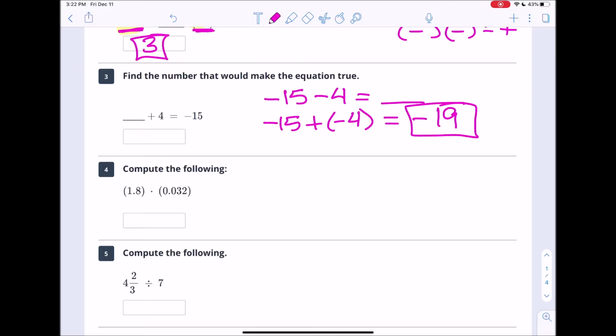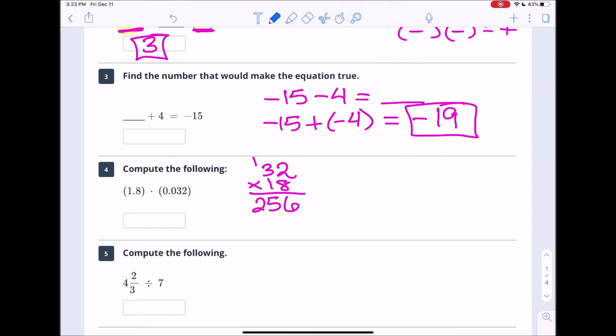If you remember, the first thing we should do is ignore the decimals and just multiply like normal. So this will be 32 times 18. We're ignoring the decimals. Okay, 8 times 2 is 16. I carry the 1. 8 times 3 is 24, plus 1 is 25.